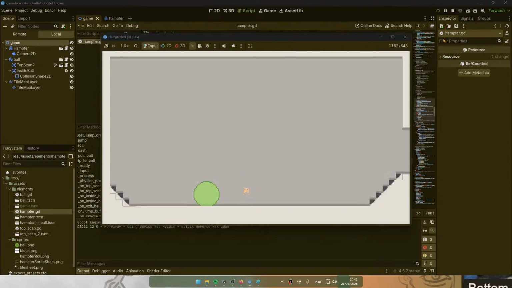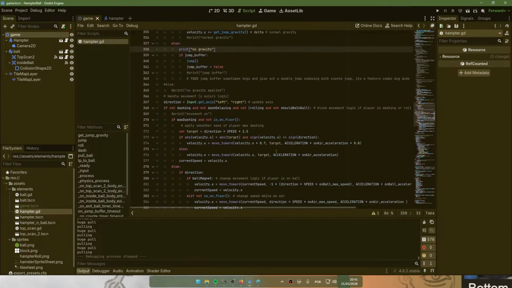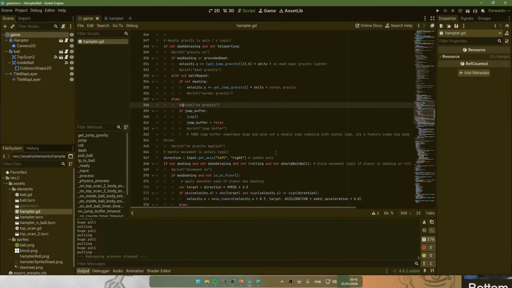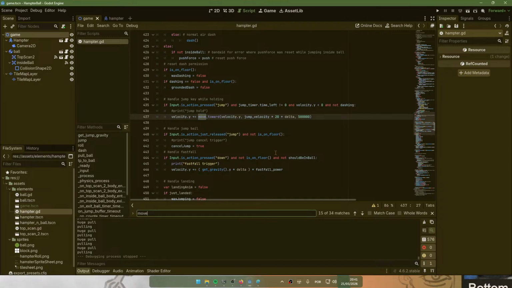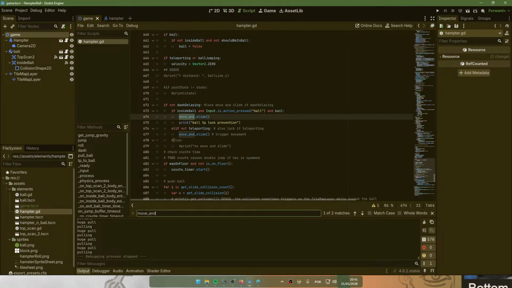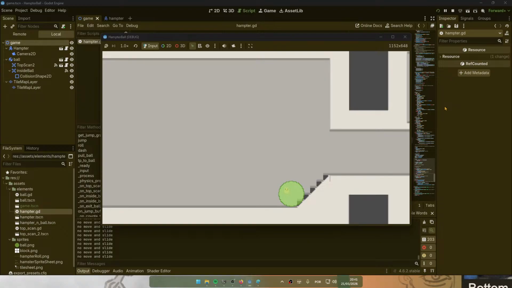Is there no gravity when he's like all messed up? Nope, it's not the gravity. Is it move and slide? Move, yeah. Move and slide. I feel like I'm fixing an error that like isn't even the point. But that is fucking annoying, dude. Why is it doing that? Oh wait, the normal size. Okay.